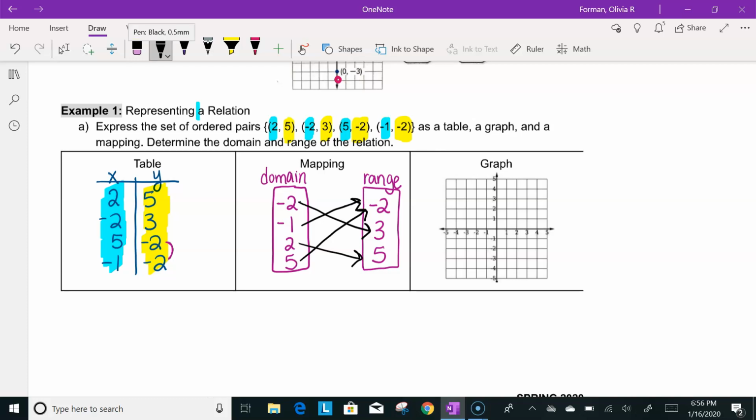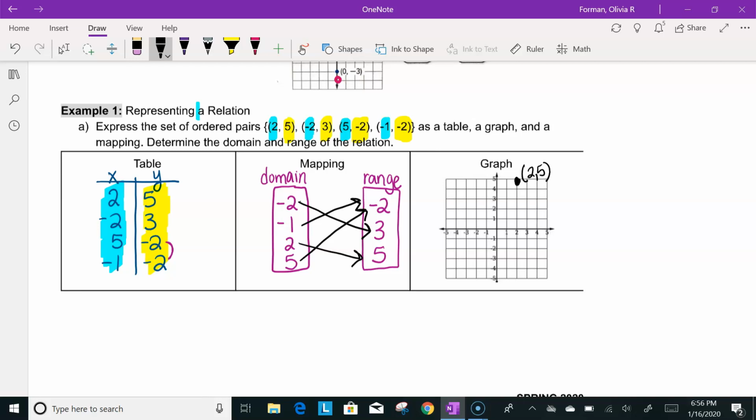Okay. The last one here, we just have our graph. So now we're going to take these same ordered pairs that we started with. If it helps, you can look at the table. It's a little bit easier to see what those ordered pairs are. So the first one is 2, 5. So remember, the first number goes left and right. Since it's positive, we're going right 2. And then the 5 is up and down. Since it's positive, we're going up. So if I go right 2, 1, 2, 3, 4, up 5, there's my first point. That's the point 2, 5.